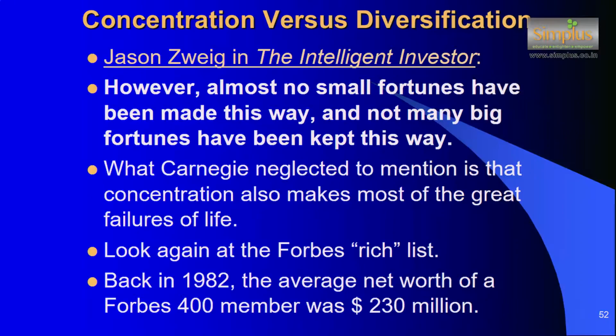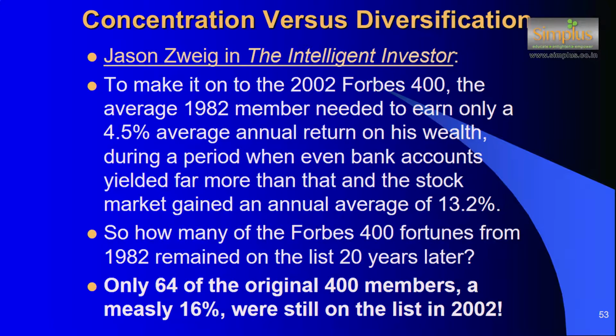Then he says, what Carnegie neglected to mention is that concentration also makes most of the great failures of life. Look again at the Forbes rich list. Back in 1982, the average net worth of a Forbes 400 member was 230 million. This was the average net worth of a Forbes 400 in 1982, please remember. To make it to the 2002 Forbes 400, we are now talking about 20 years.